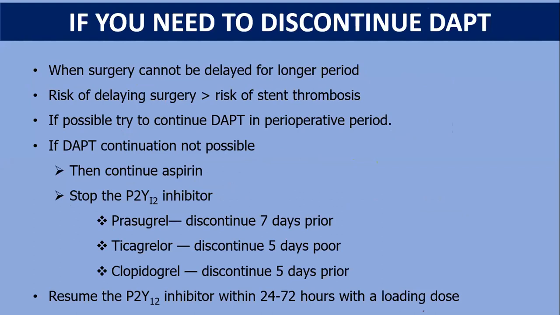So in those cases, you have to talk with the anesthetist and the surgeon, and try to continue DAPT if it is feasible, if the condition allows, because you have to calculate the HAS-BLED scoring system. If the condition does not allow continuing DAPT, then continue aspirin in the perioperative period, stop the other antiplatelets, prasugrel, ticagrelor, or clopidogrel, 5 to 7 days prior to the surgical procedure, and again resume this antiplatelet drug within 24 to 72 hours with a loading dose.